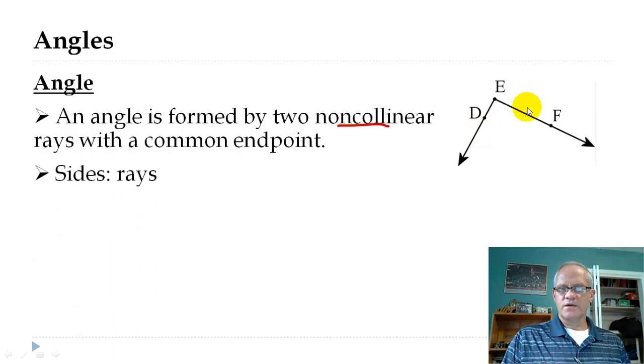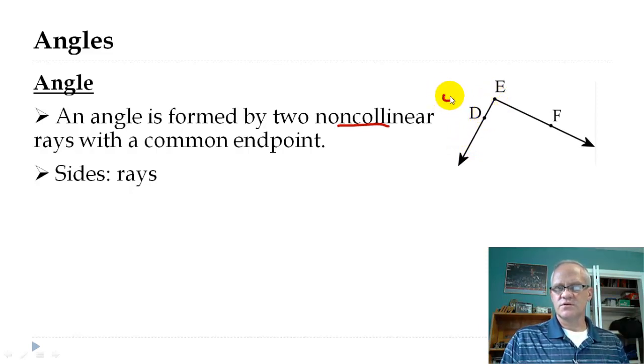All right, so in an angle, the sides of this angle are the rays. And so like here, ED, and again, I would say E first, ED, that ray is this one right here.